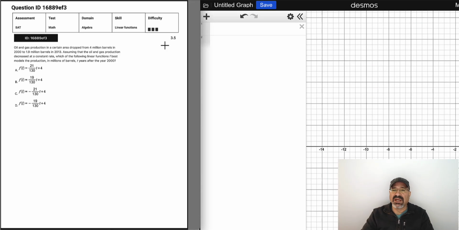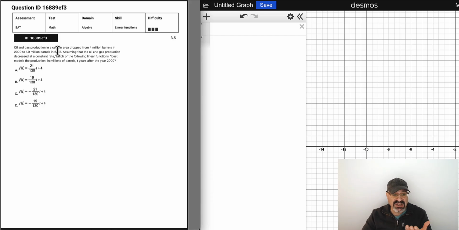All right, let's take a look at another Desmos-based question. So the question tells us that oil and gas production in a certain area dropped from 4 million barrels in 2000 to 1.9 million barrels in 2013. So we'll need that information later, but we know that this is a descending line.